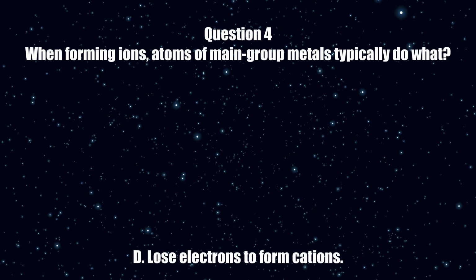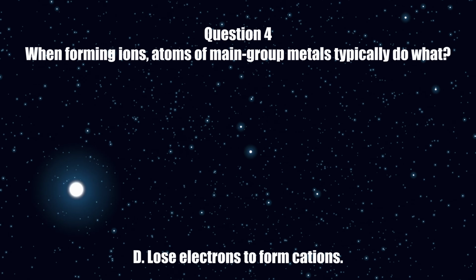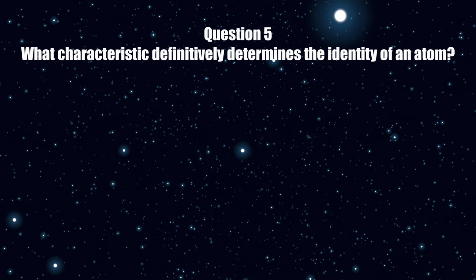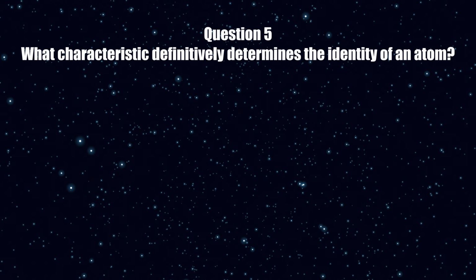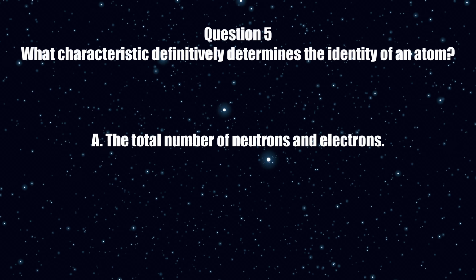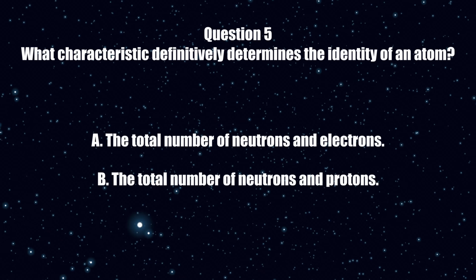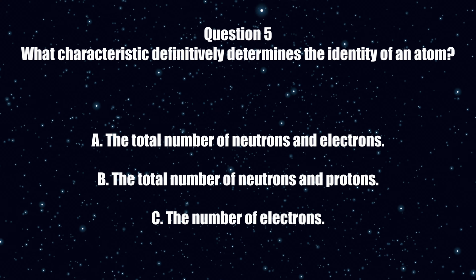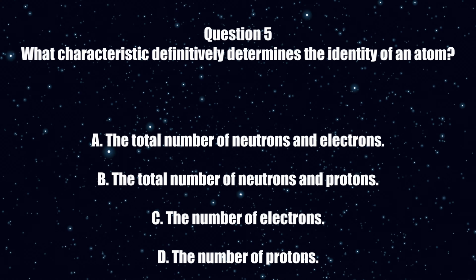The correct answer is D. Lose electrons to form cations. Question 5. What characteristic definitively determines the identity of an atom? A. The total number of neutrons and electrons. B. The total number of neutrons and protons. C. The number of electrons. D. The number of protons.